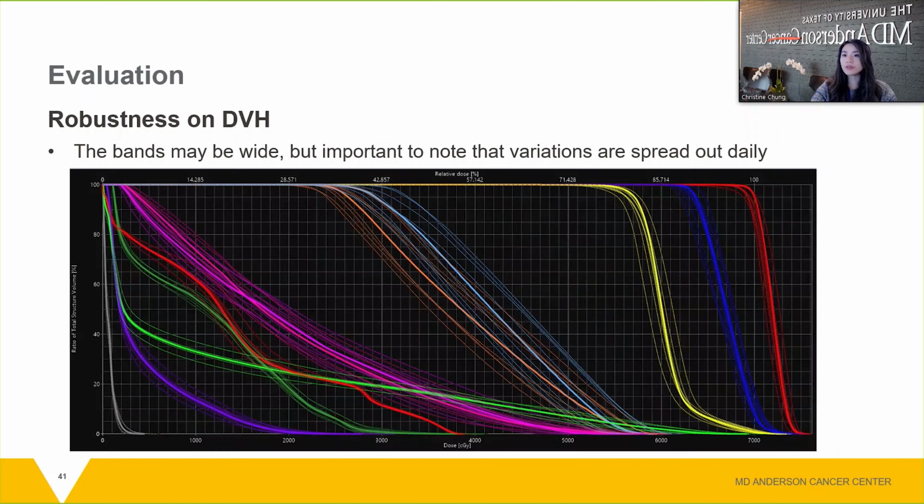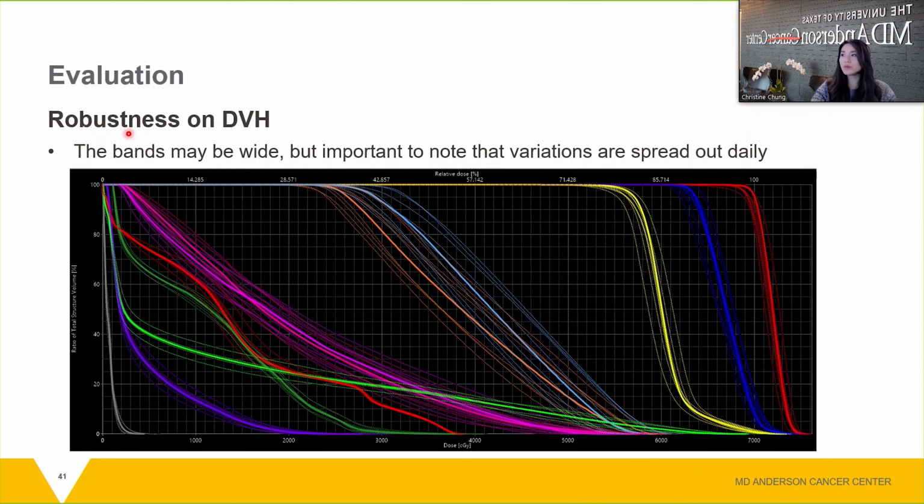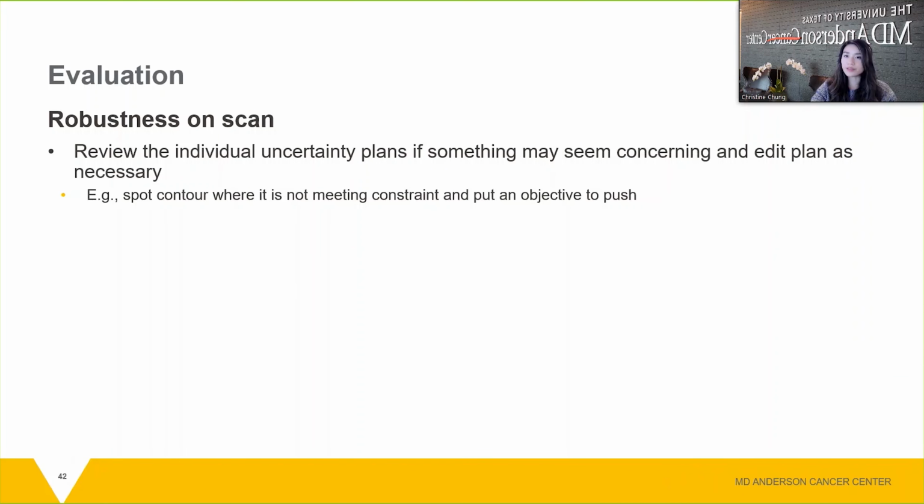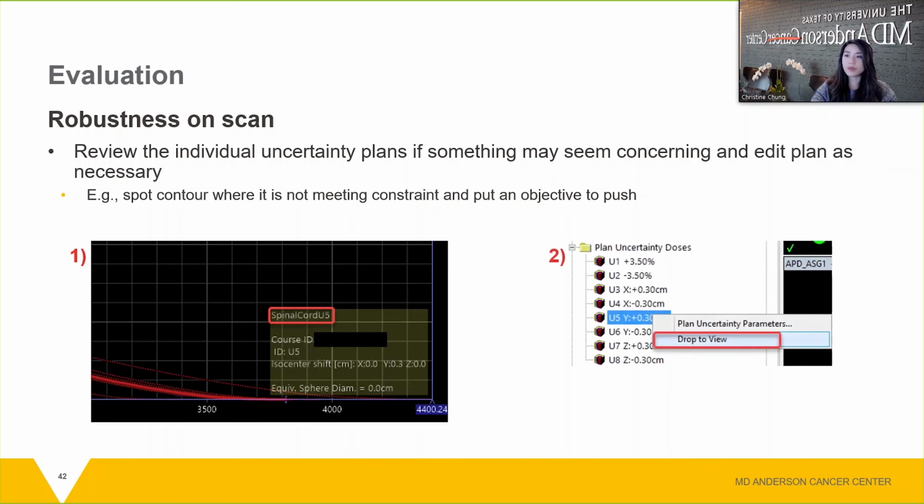Okay, and so something to keep in mind when you're reviewing the robustness on the DVH is that the bands may be wide, but it's important to note that these variations are spread out daily throughout the treatment. And so the average should still be somewhere around where your plan is. However, if you do see something that's concerning to you, you can go to the plan itself and review the specific plan that may be causing problems.